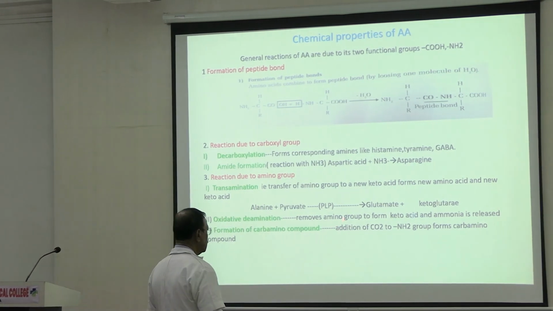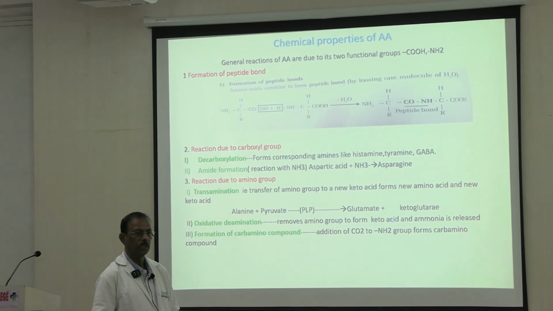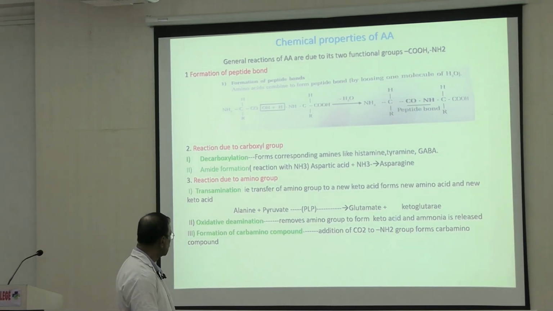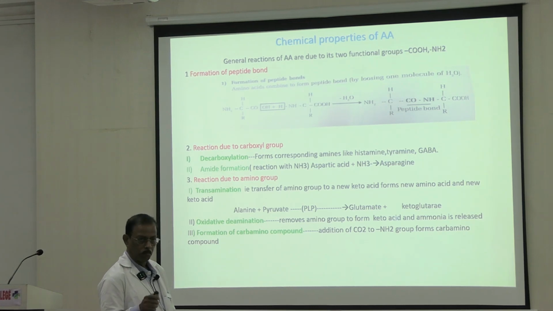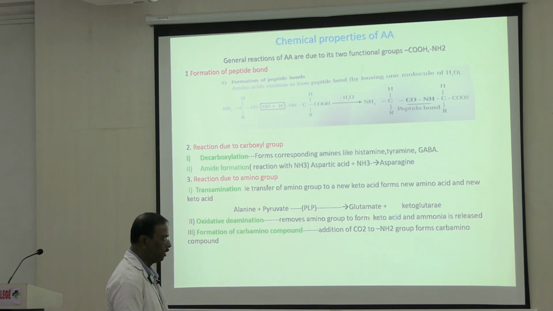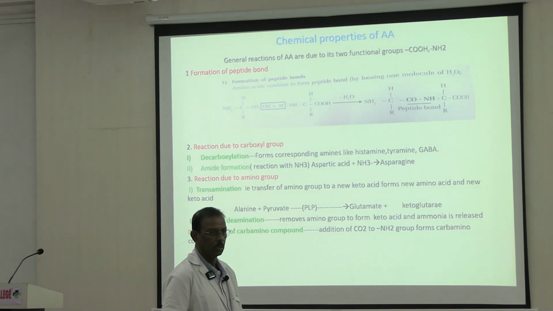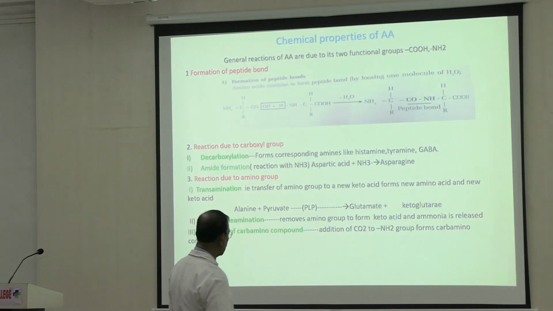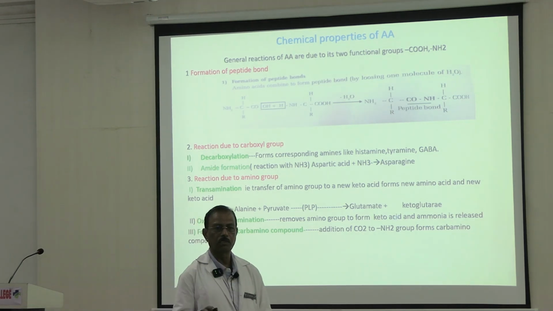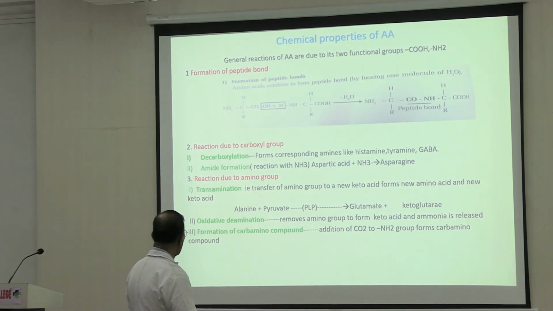So in presence of this coenzyme, the amino group of alanine is transferred to pyruvate, forming a new amino acid, glutamate, and the alanine becomes a new keto acid, alpha ketoglutarate. This is alpha ketoglutarate. Here you may get a short note on decarboxylation of amino acids, then transamination, oxidative deamination.